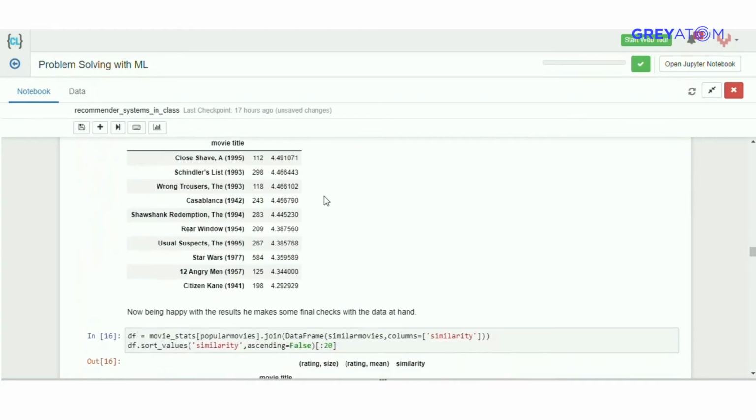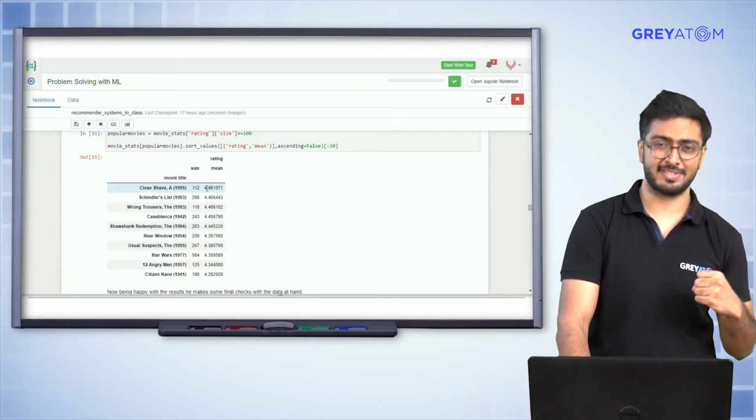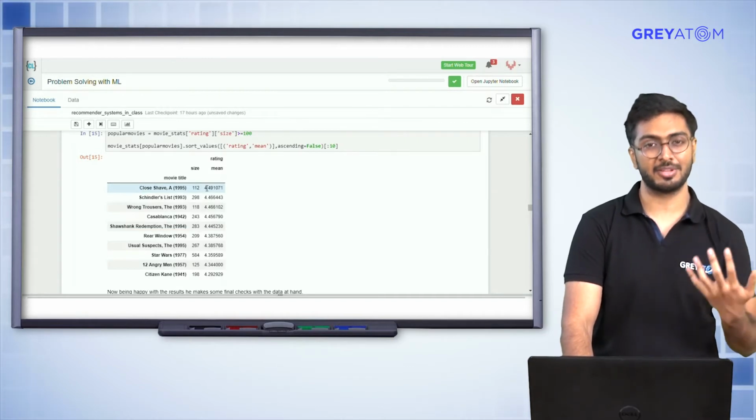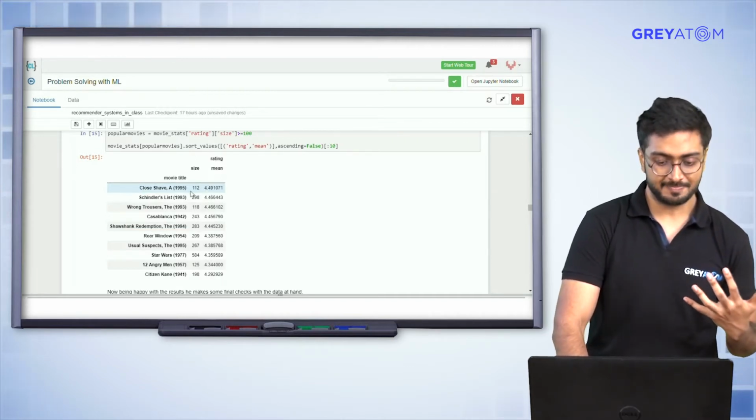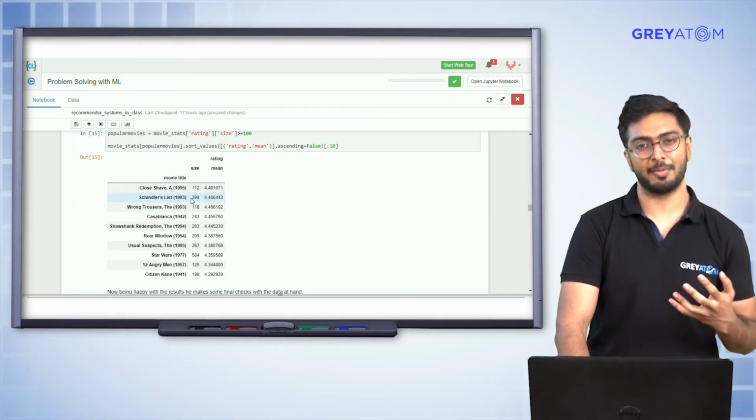And then you do this once again, and now you sort all the movies in order of their average rating, and you see that this looks very familiar, right? If you have followed IMDb or anything of that sort, you would see that these are the all-time favorites: Schindler's List, A Close Shave, The Wrong Trousers, which makes sense, right? Because these are movies validated by more than 100, 200 people. And if all 200 of them say that this is a movie with an average rating of 4.98, that makes sense.